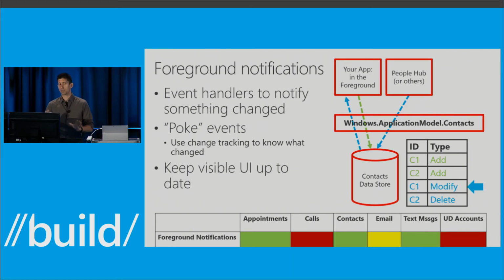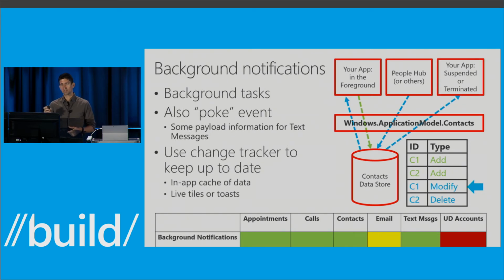That's all they say. They're just poke events. But that combined with the change tracking means it's really easy to go figure out what has changed since the last time that you updated your data. And that allows you to keep your UI up to date while you're in the foreground and your application is running. But what about if your application is not running? So we've also enabled background tasks for each of the different data types that your application can subscribe to and also find out when there's been changes to those databases.